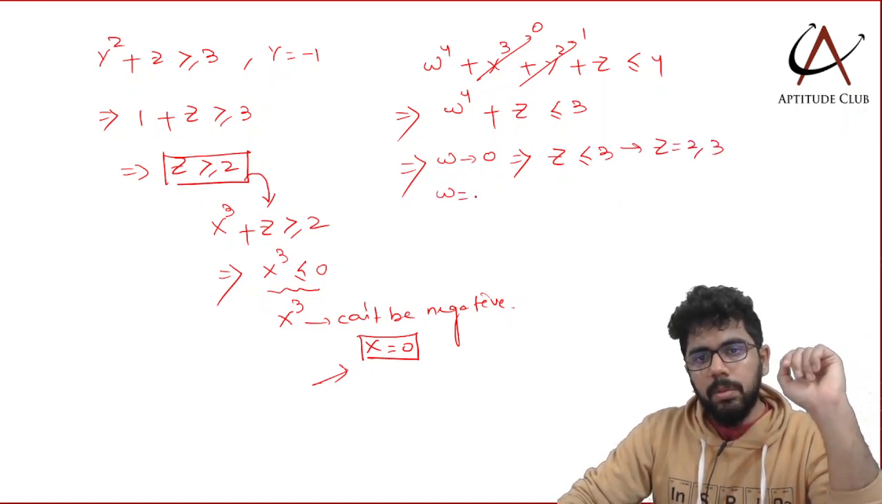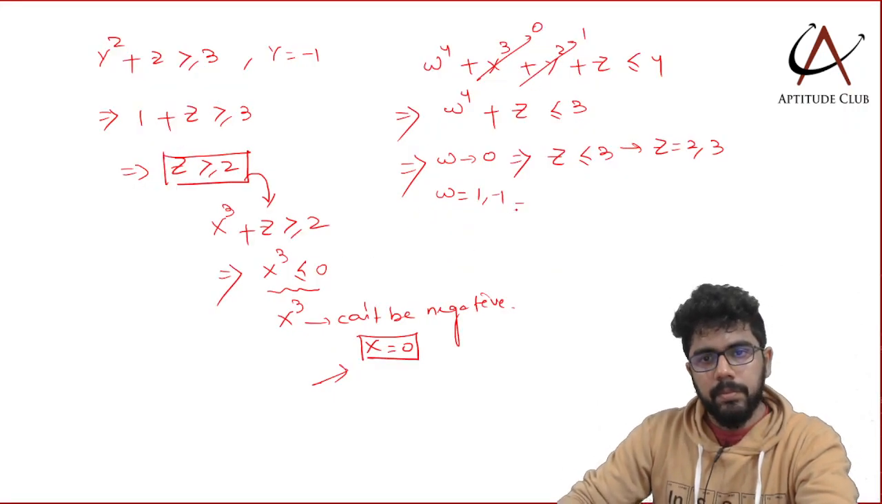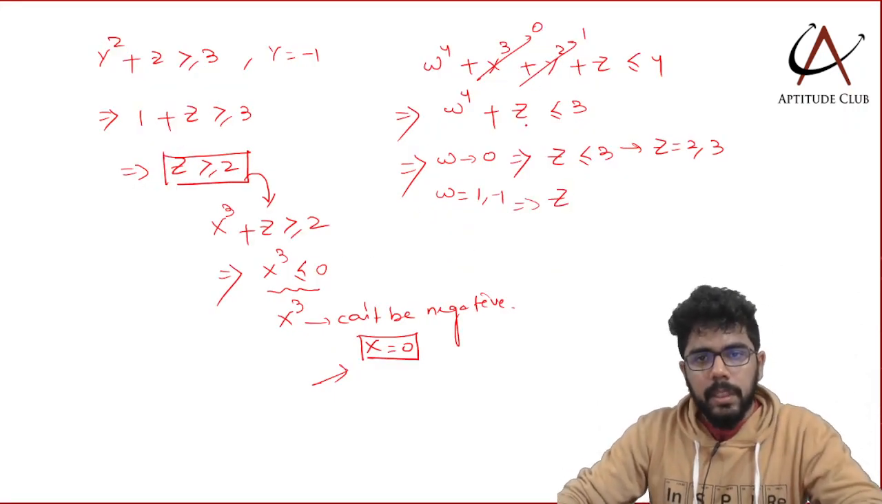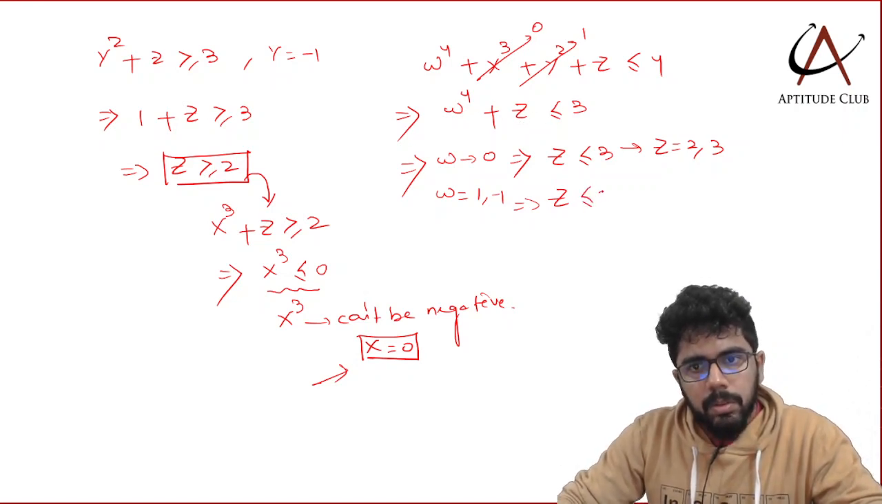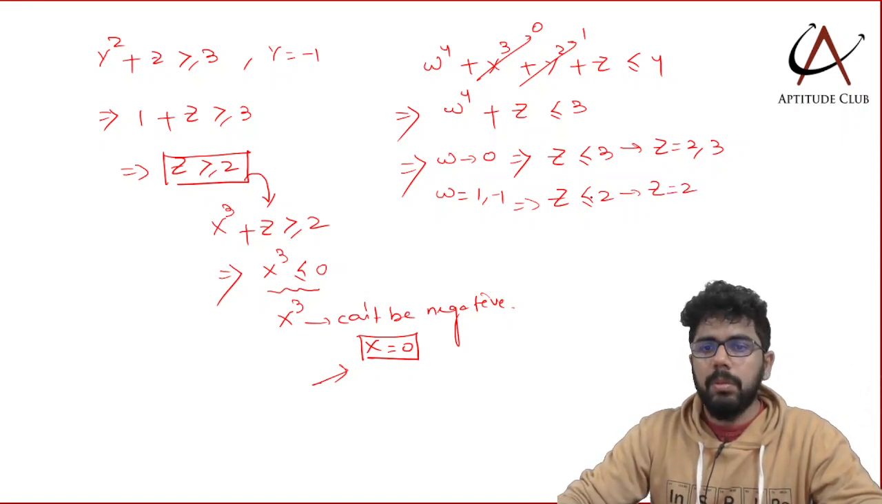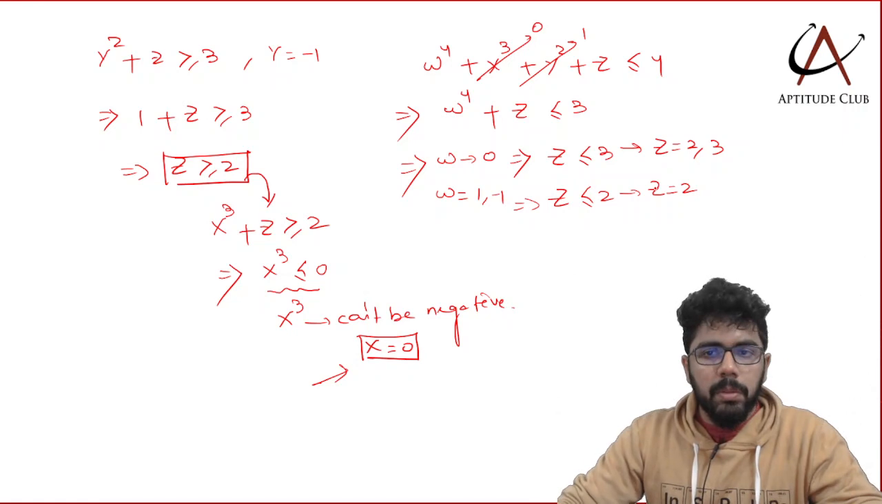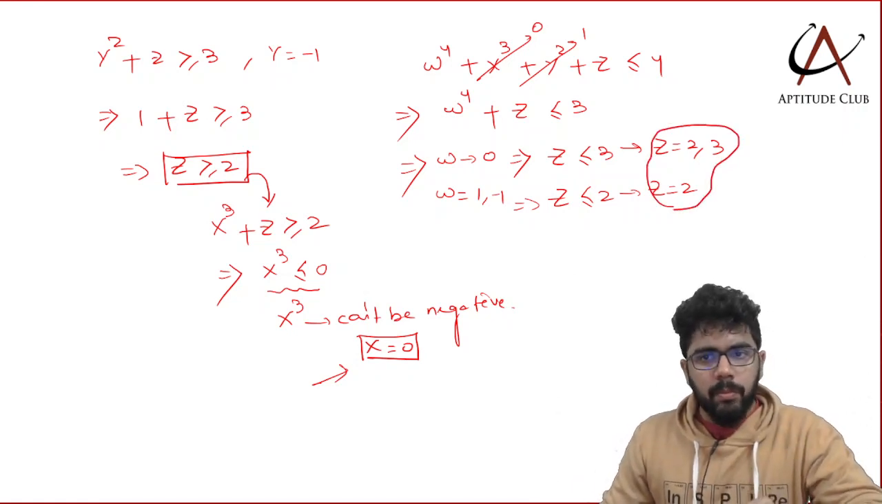And if I take w as 1 or -1, कोई भी दो केसेस यहाँ पे, that means z ये 1 हो गया, तो z is less than equal to 2, that means z का एक ही वैल्यू पॉसिबल है 2, because z greater than equal to 2, यहाँ पे मिल रहा है less than equal to 2, both of them will be satisfied when z is equal to 2. So these are basically my values.